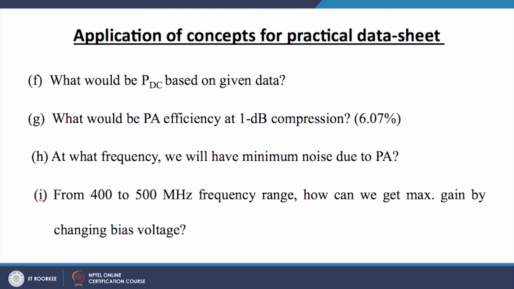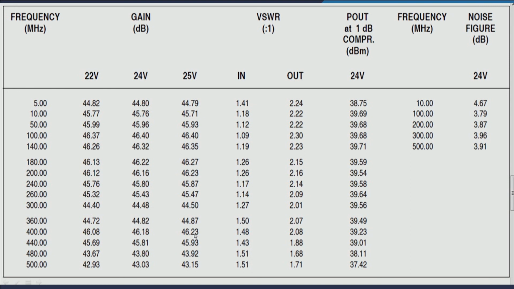How can we get the maximum gain by changing the bias voltage? We are told the 400 to 500 range is okay, our system can work in that range, and we want the maximum gain by changing the bias voltage. So we have to look into this region here, from here to here, to maximize our gain. Which is the maximum value here? I can perceive that the maximum value is 46.23, which is given at 400 megahertz and 25 volt.